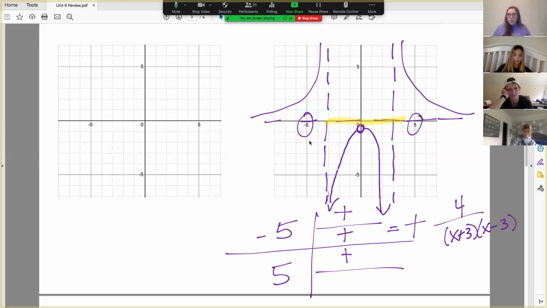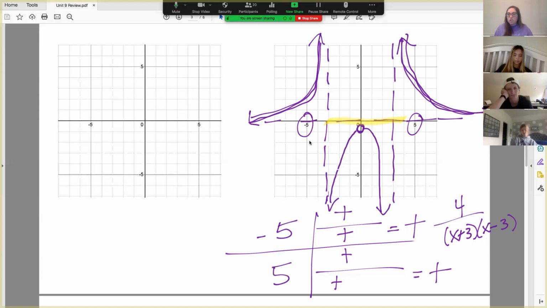So positive over positive is positive. When I plug in positive 5, I end up getting positive times positive, which is positive, overall positive. So that just confirms my hypothesis that they were both above 0.